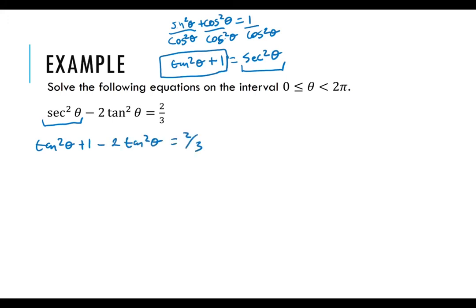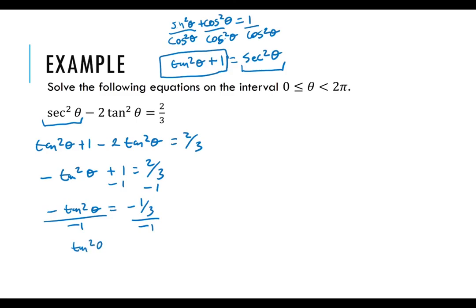I'm just going to combine like terms first and see what happens. So I get tangent squared theta minus 2 tangent squared theta. That's going to be negative 1 tangent squared theta plus 1 is equal to 2/3. Yeah, it's quadratic, but since there's only one tangent here, I can move all the numbers to the right. How about minus 1 on both sides? I then get negative tangent squared of theta is equal to negative 1/3. Then I can divide by negative 1. I then get that tangent squared of theta is equal to positive 1/3.